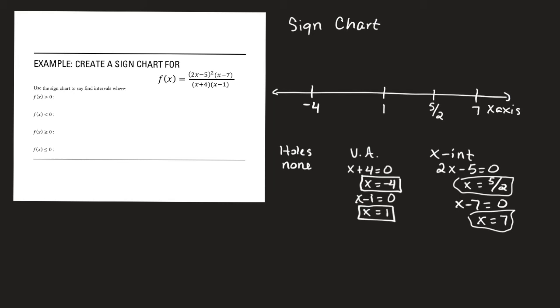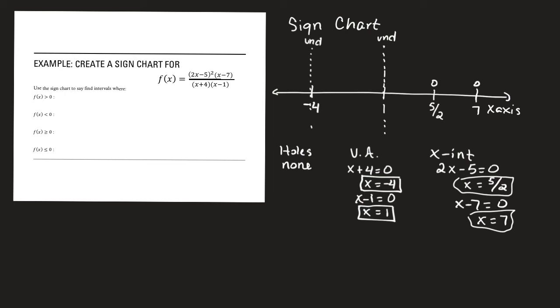Okay, I found vertical asymptotes at -4 and 1. I found x-intercepts at 5/2 and 7. So it is important to understand the difference between a vertical asymptote and an x-intercept here. Vertical asymptotes are undefined values in the graph, and x-intercepts are zeros.